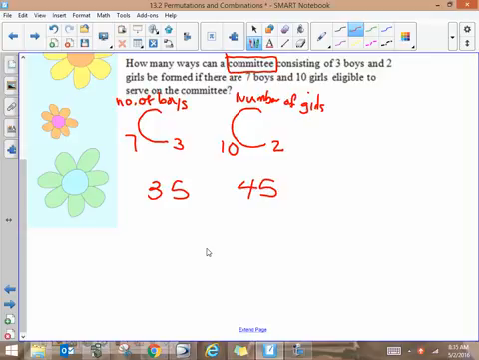No, you don't need to go to that much detail. You've already found out that there's 35 possibilities for the way you can pick out boys, the groups of boys. You've already figured out there's 45 possibilities for the way you pick out girls, for the groups of girls. No, we're not going to add. We are going to multiply them, okay?